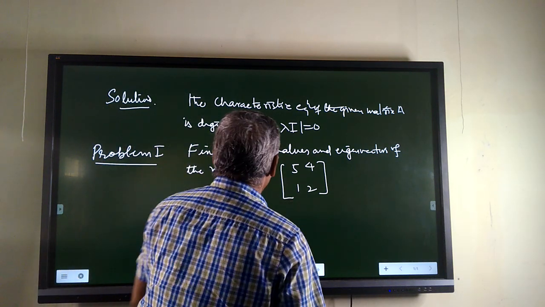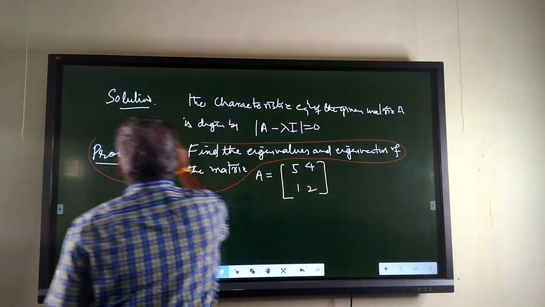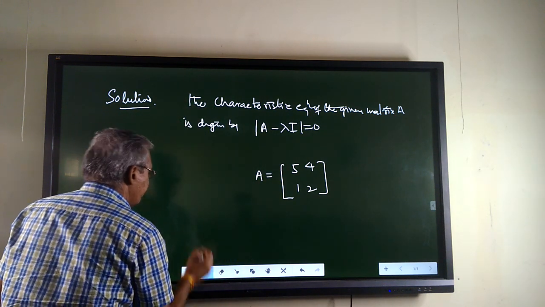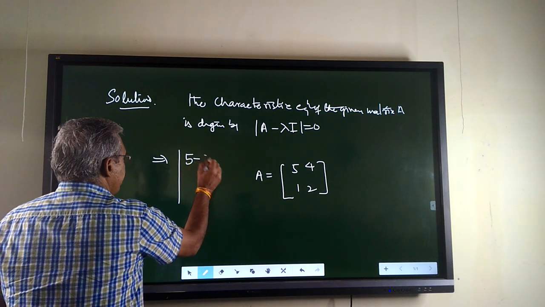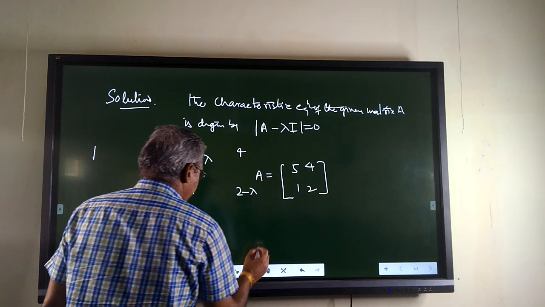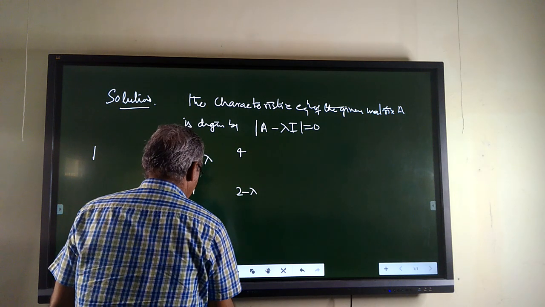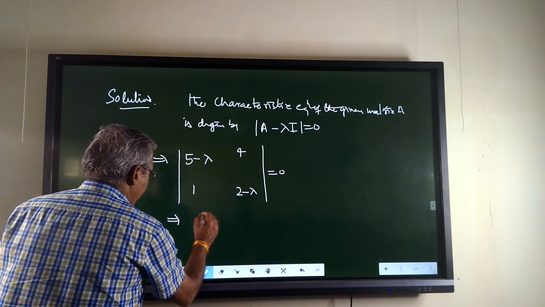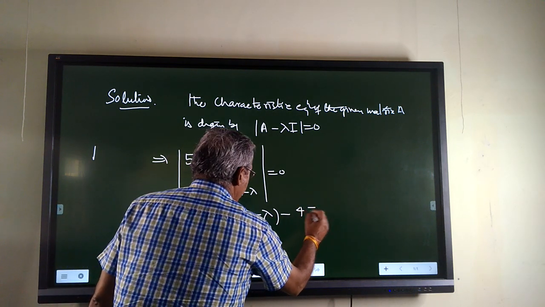Here A is 5, 4, 1, 2. Therefore, this characteristic equation can be written as, here A minus lambda I, determinant of 5 minus lambda, 4, 1, 2 minus lambda equals 0. After solving this determinant, we have (5 minus lambda) into (2 minus lambda) minus 4 equals 0.